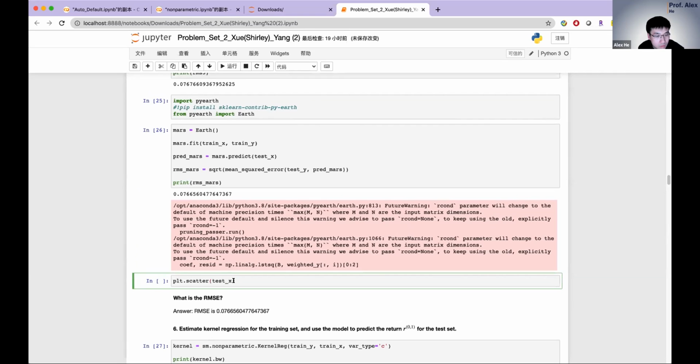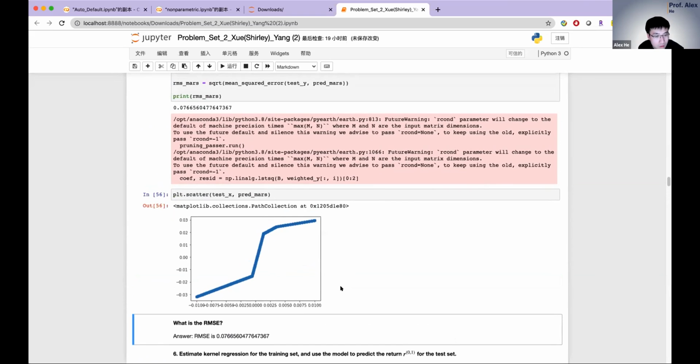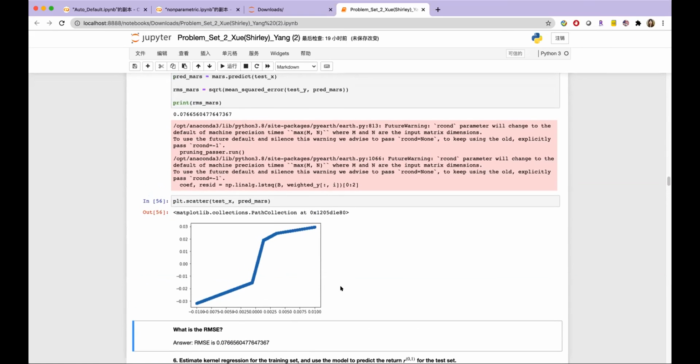Oh, comma, and then. Oh no, you should have the comma in the parentheses, yeah. And predict Mars, like this. Yeah, I think something like that. Okay, yeah. I think this looks about right. Oh, good. Great. So the warning is okay. Okay. Awesome. Thank you.